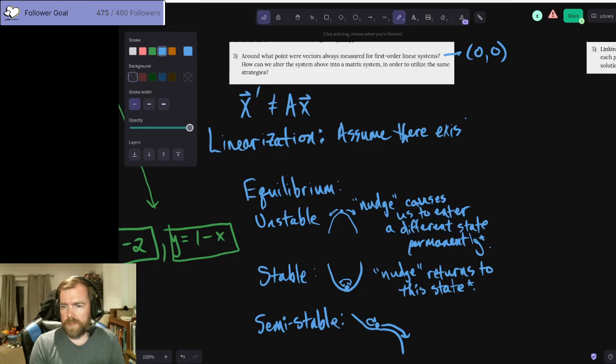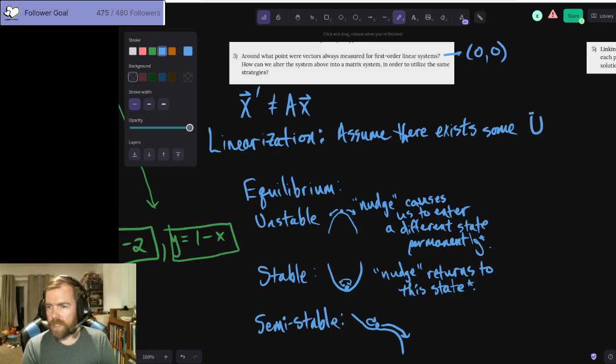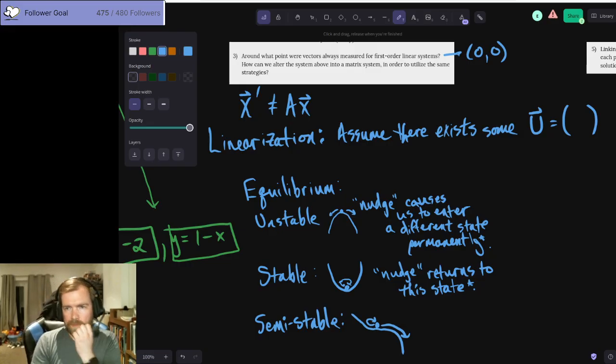So what we're going to do is assume that there exists some vector u, which is going to be equal to... and in this particular state, the problem is that we don't have a vector x where this is going to be a linear system.